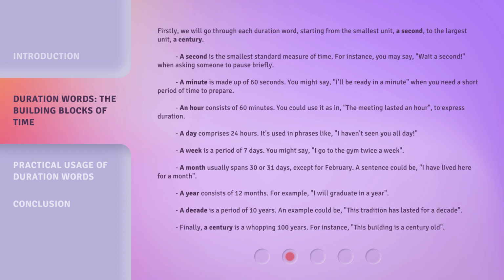A month usually spans 30 or 31 days, except for February. A sentence could be, "I have lived here for a month." A year consists of 12 months. For example, "I will graduate in a year." A decade is a period of 10 years. An example could be, "This tradition has lasted for a decade." Finally, a century is a whopping 100 years. For instance, "This building is a century old."